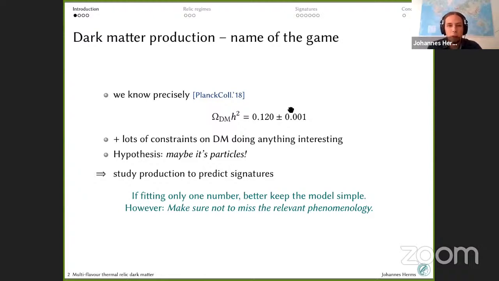However, if we're fitting only one number, we'd better keep the model simple, to not overfit things, to not be overly specific, to try to arrive at generic signatures. But if we simplify our models too much, it might be that we miss the relevant phenomenology, so that our model doesn't actually include what in the end may help us find dark matter. This talk is about one such possible complication of the simplest models, which may have different kinds of signatures.